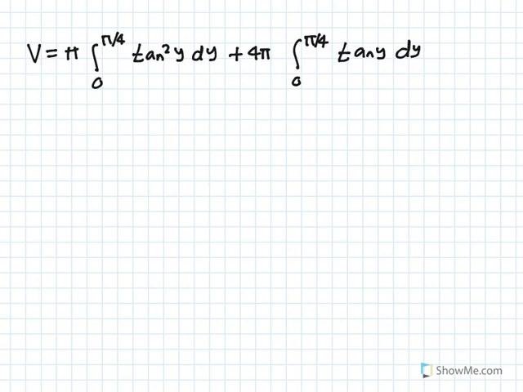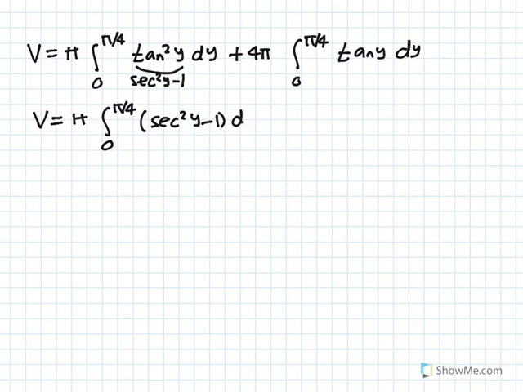We're going to use a trig identity. Tan squared y is secant squared y minus 1. Tan squared y is equal to secant squared y minus 1. Volume is equal to pi integral from 0 to pi over 4 secant squared y minus 1 dy plus 4 pi.